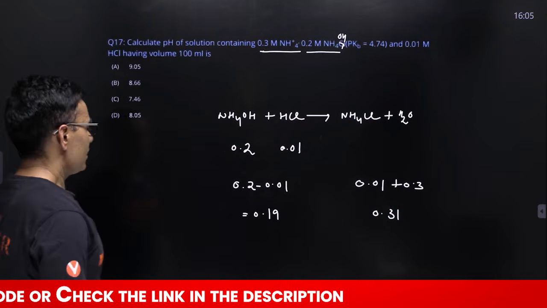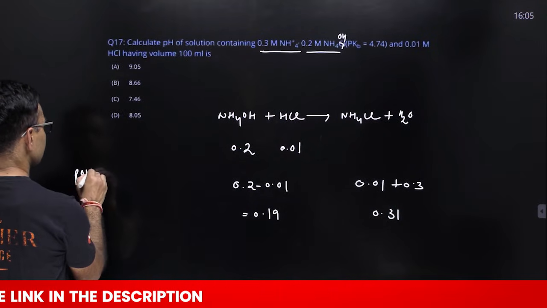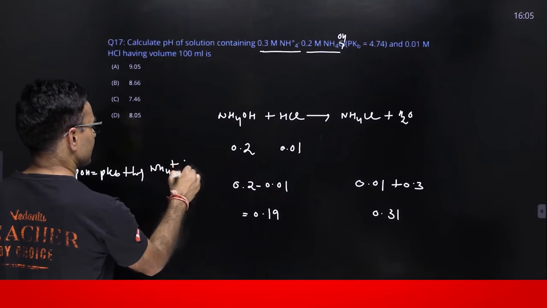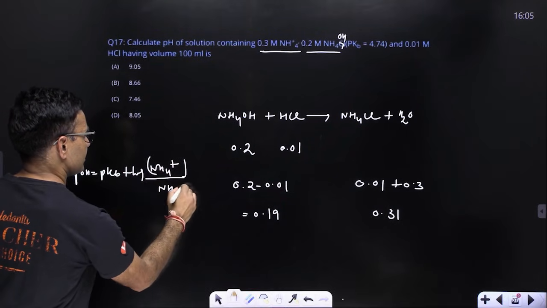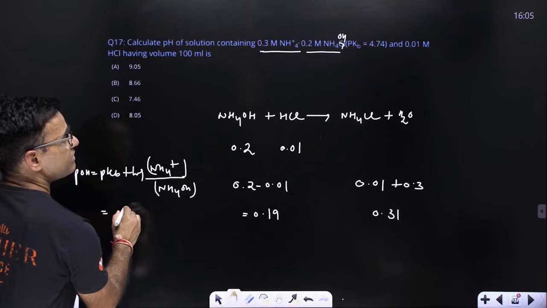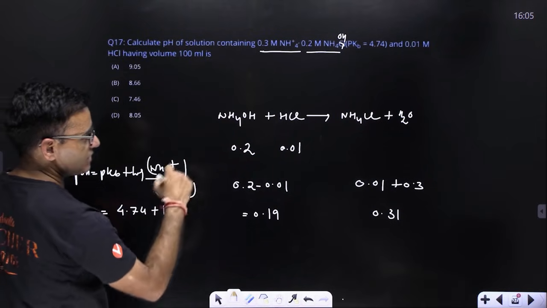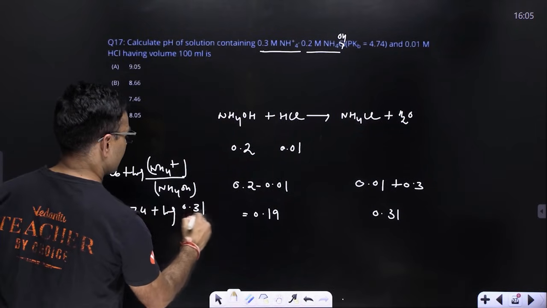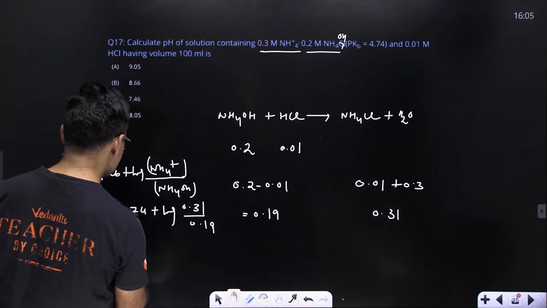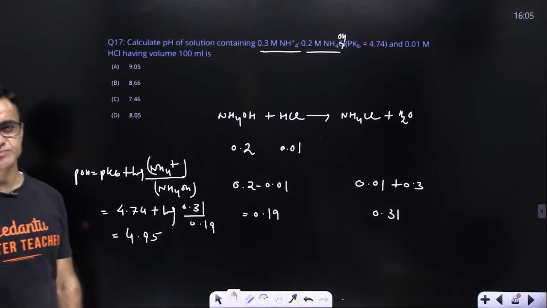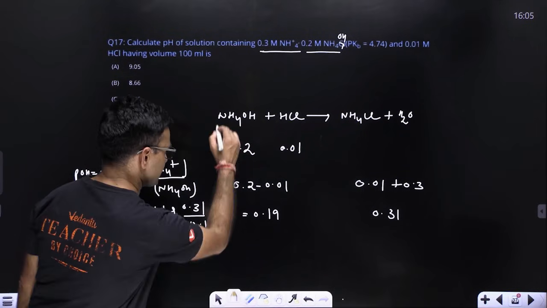ऑलराइट, नाउ वी कैन अप्लाई pOH इज इक्वल टू pKb प्लस log of NH4+ upon NH4OH, राइट? pKb is given as 4.74 plus log of NH4+ finally becomes 0.31 divided by 0.19. This comes out to be roughly 4.95. So this is the pOH of solution we have calculated.